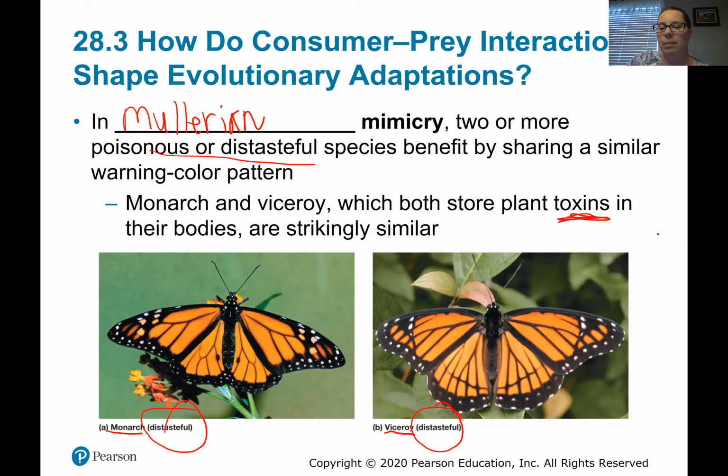So if a bird comes by and it eats one of these, there's like, oh, I'm never eating that again. Next time it flies by and sees a monarch, it will mistake it for the viceroy. But the more of each of these that taste bad, the more predators decide or learn that those taste bad, the better it is for their populations that they're not getting picked off and eaten.